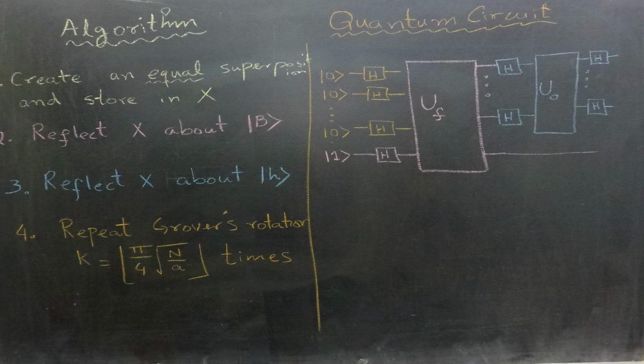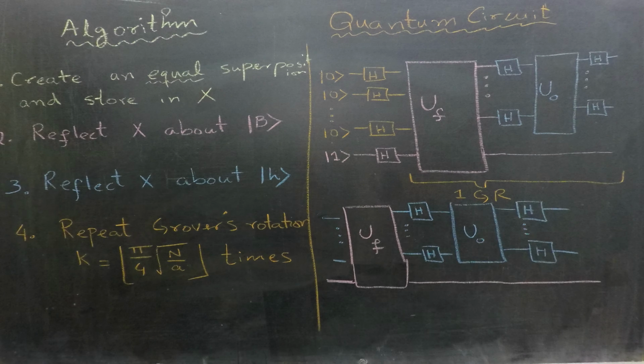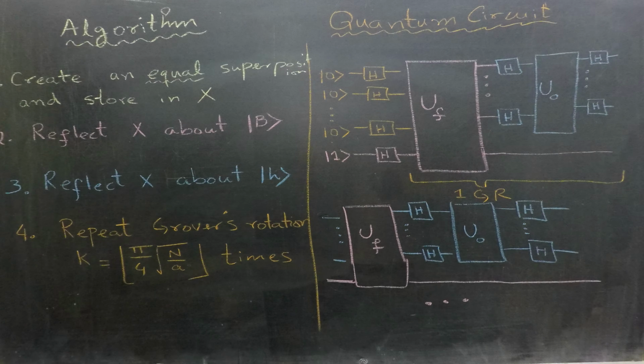Step 4 involves repeating step 2 and step 3 k times, where k equals the floor of pi by 4 times the square root of n over small a. If the value of small a is unknown, we can consider it as 1. Our Grover rotation is highlighted above, and we have repeated it again below for the second instance. Similarly, we need to repeat this circuit k times for k Grover rotations. And that concludes this video.